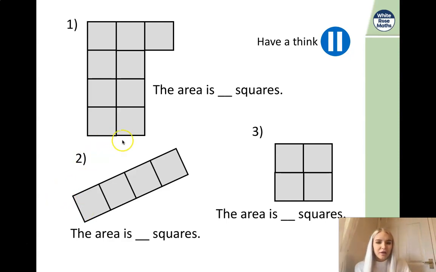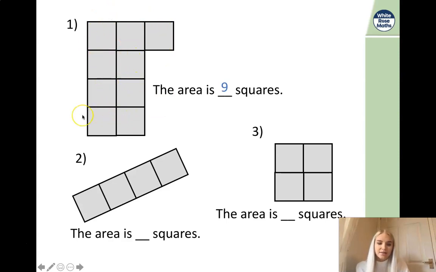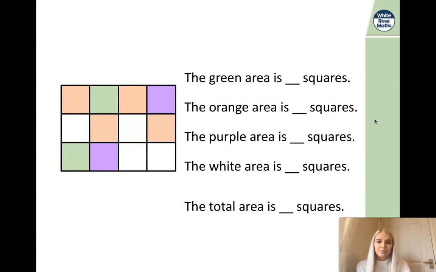Okay, did you work out for number 1 that the area is 9 squares? I can count 1, 2, 3, 4, 5, 6, 7, 8, 9 squares. For number 2, the area is 4 squares. And for number 3, it is 4 squares again, but they've just made a different shape out of 4 squares. So here we have a rectangle and here we have a square. So they are both the same area because they have used the same amount of squares, even though they look different.